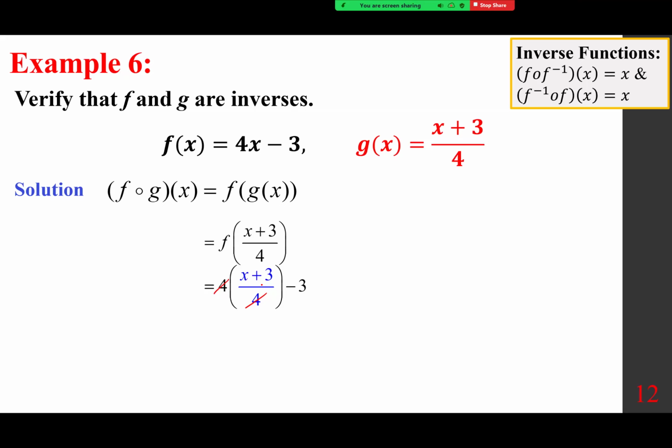These two cancel each other, x plus 3 minus 3, of course. These two cancel each other and 6. That's a proof and we are done. I want you to know that we verify that we are done. But for practice, let's also look at g of f.